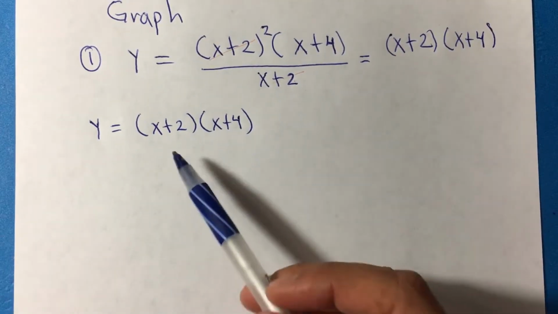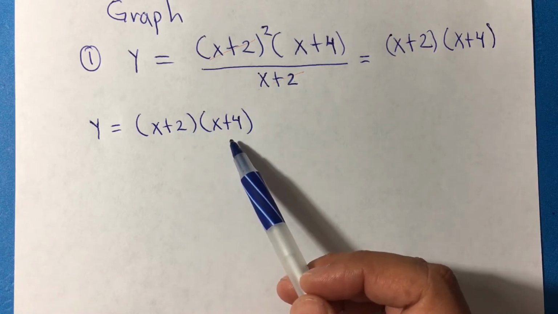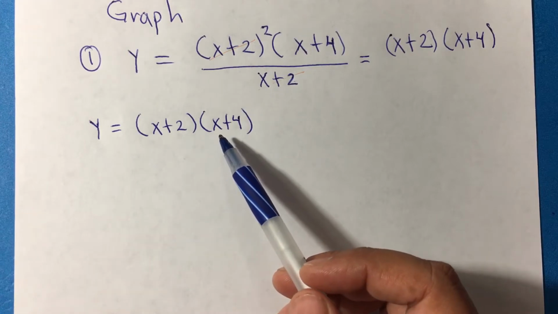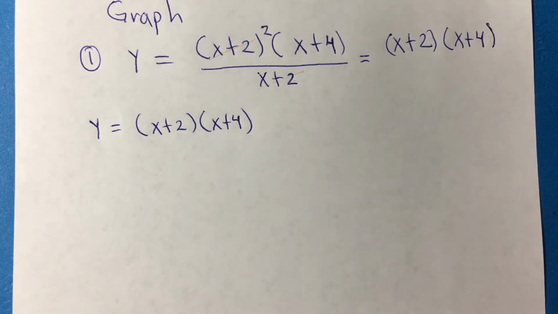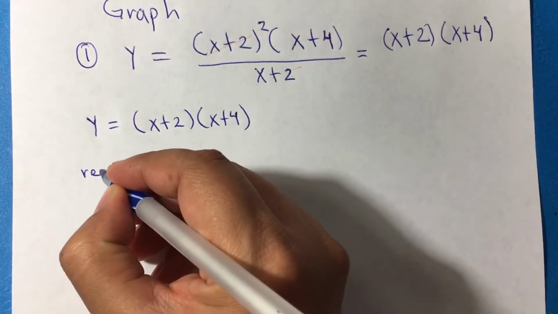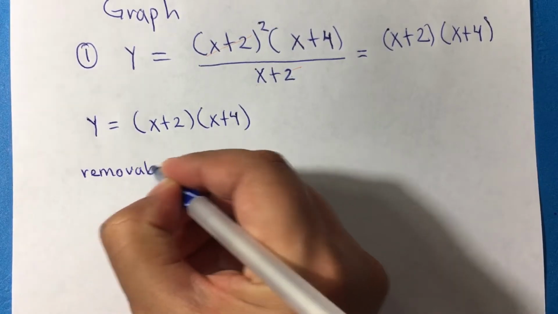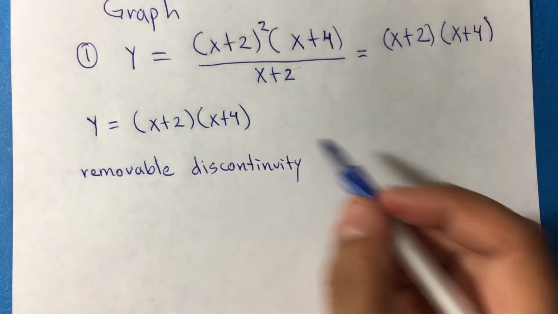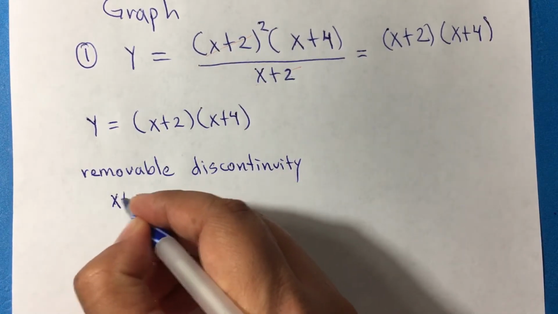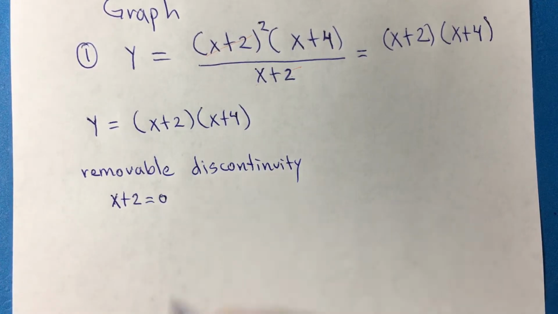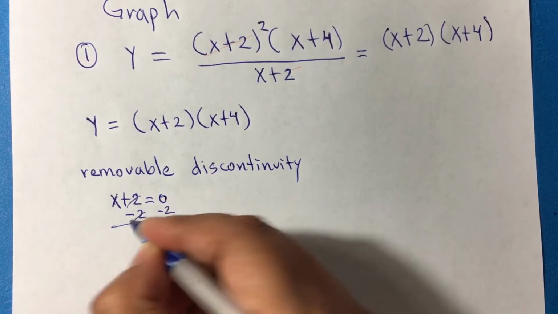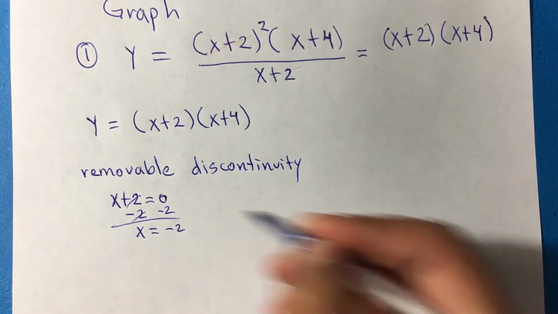If you can see, these two factors will become a parabola because x times x is going to be x squared. Quadratic equations create a parabola. The first thing that we need to do is to see what will be the removable discontinuity. For that, the factor that we cancel is the one that we're going to use. So x plus 2, equal that to 0 and then solve for x. If I'm adding 2, the opposite is to subtract 2, and we get x equals negative 2.